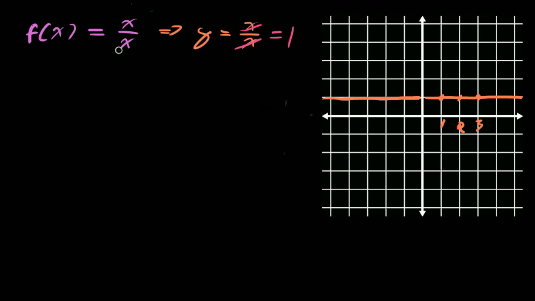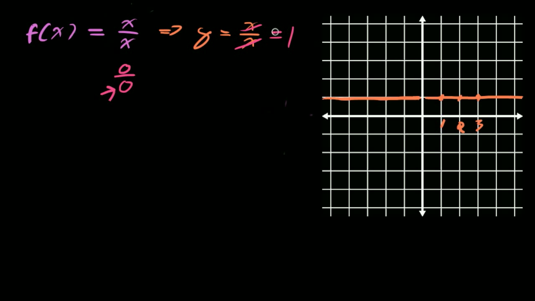Well, when we set x is equal to 0, we've got 0 in the numerator divided by 0 in the denominator. I'm going to write that down here. And this, right here, that's a problem. We know that dividing anything by 0 makes the function undefined.